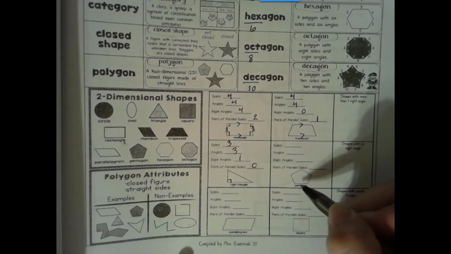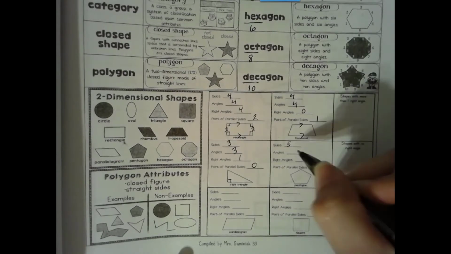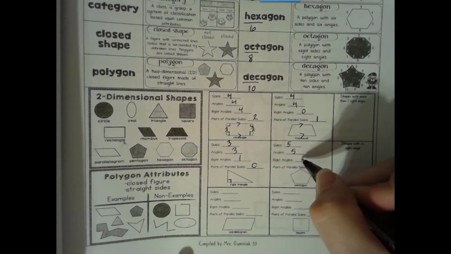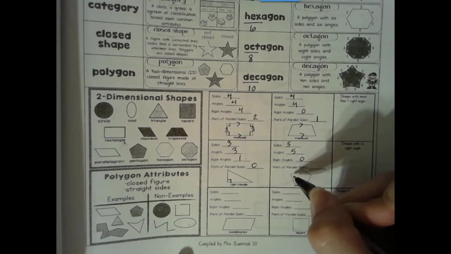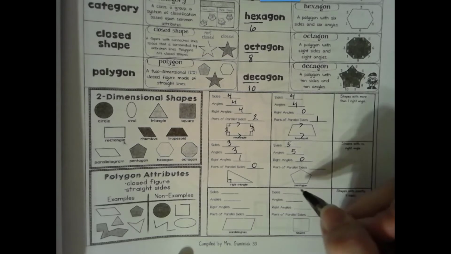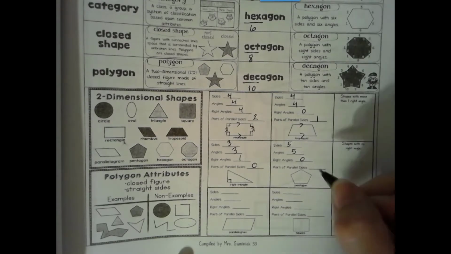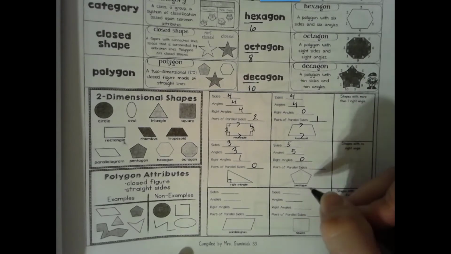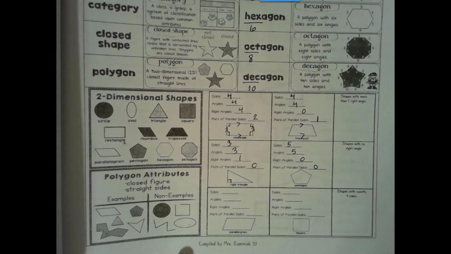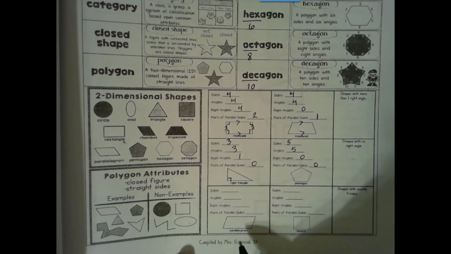Pentagon, we have 1, 2, 3, 4, 5 sides. We have 1, 2, 3, 4, 5 angles. This pentagon has 0 right angles. We have all obtuse. You can have a right angle in a pentagon, but not this one, and not in a regular one. And parallel sides, we have 0. We really only get parallel sides when there's an even amount of sides.